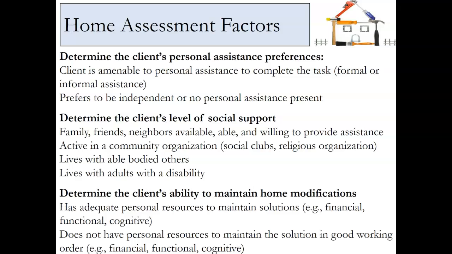What kind of personal assistance do they prefer? Somebody coming in to help them with bathing and dressing can be a very personal thing. They may really, really need it, but what do they prefer? Do they prefer to be independent or no personal assistance present? Determine the client's level of social support. Do they have friends, family? What kind of supports will they provide? Somebody stopping in regularly? Can somebody come in and help you with bathing and dressing?